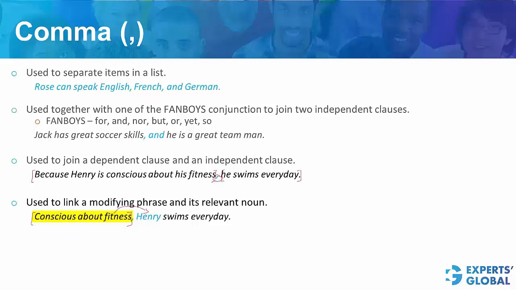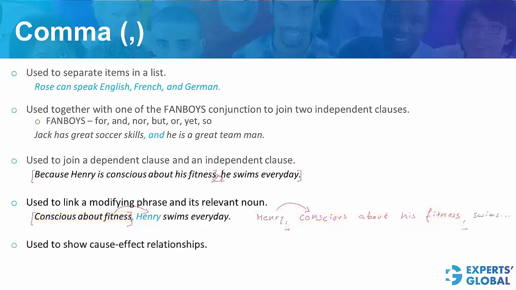This bit could have been the other way as well. First, the relevant noun comes, and then the modifying phrase comes. This is equally good. Conscious about his fitness is describing Henry. Between these 2 commas, you have some extra information about Henry, and the key message is that Henry swims every day.